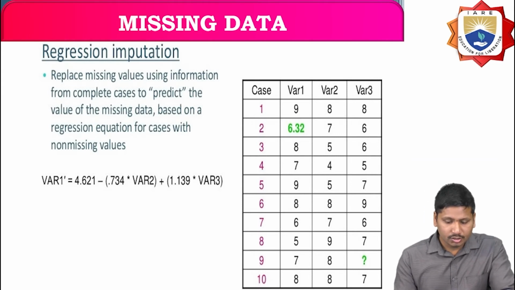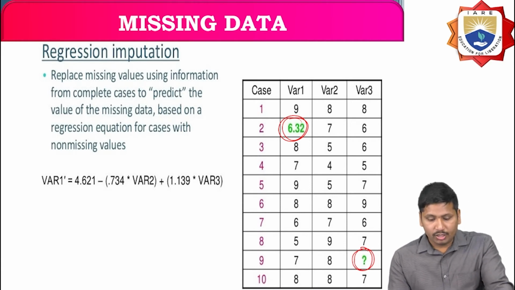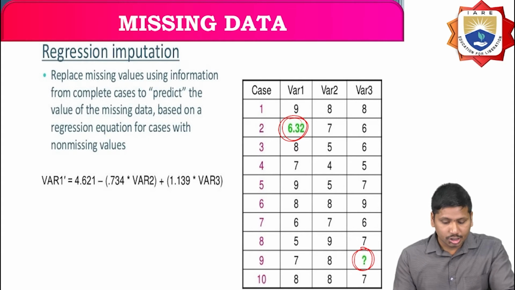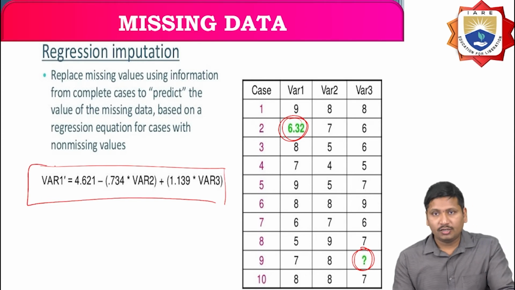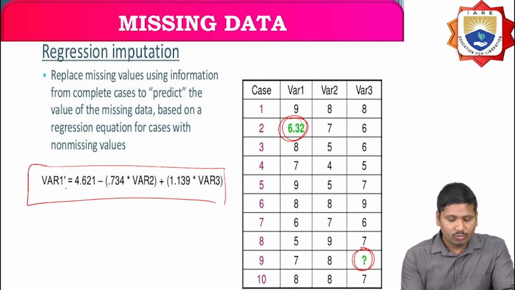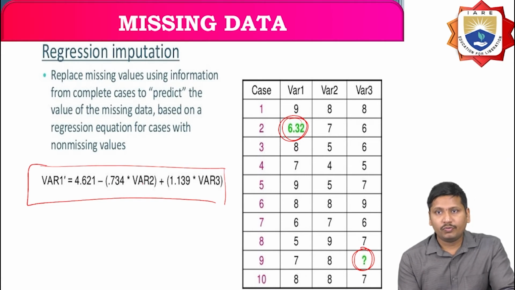So let's look at this. This is the table we have. I'm getting a missing value here in case 2, and similarly a missing value in case 9 of variable 3. I can fill these missing values through regression imputation. For that, this is the regression equation I created for this example: variable 1 star is equal to 4.621 minus 0.734 into variable 2 plus 1.139 into variable 3. This is the equation I created.